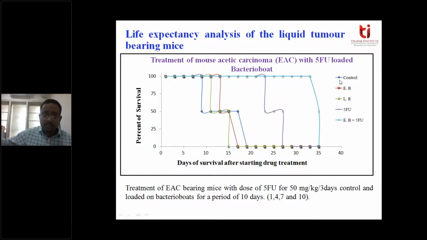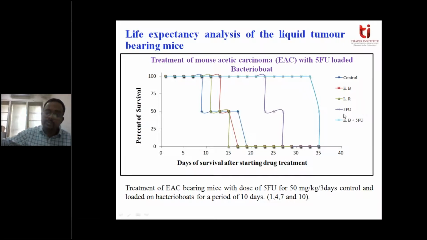So if you see the control mice, this is our initial experimental data. We did it with 2 mice. With control mice, the average lifespan after induction of the tumor is around 15 days. With empty bacterial boats, it's the same. With LR, which means Lactobacillus reuteri, it's almost the same. All have an average lifespan of between 10 to 15 days.